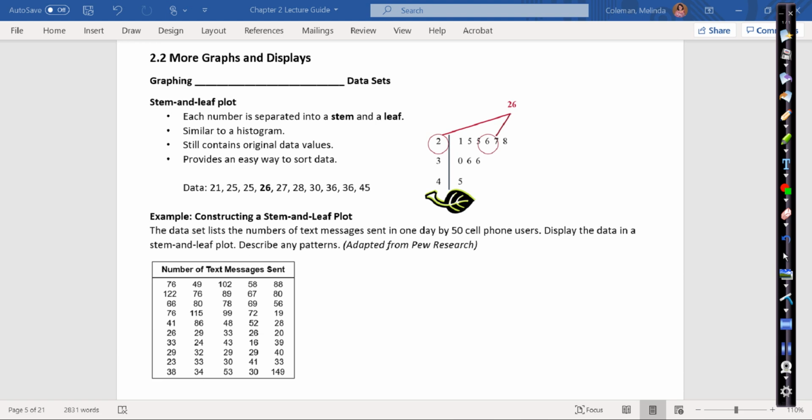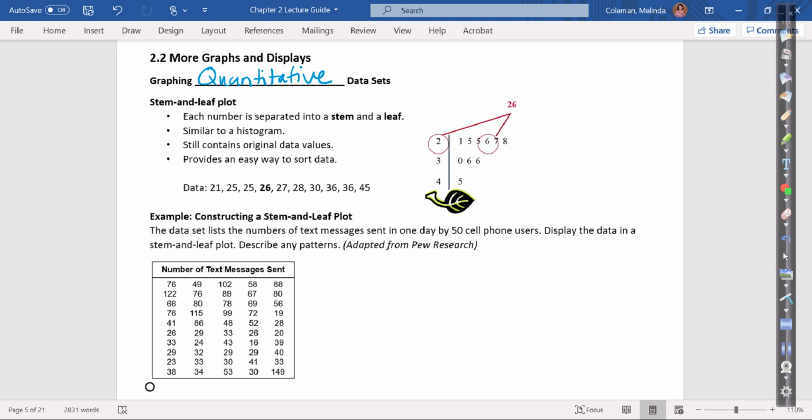All right, today we're going to talk about section 2.2, which is more about graphs and displays. So this first part is talking about graphing quantitative data. And so the first type of graph is called a stem and leaf graph.